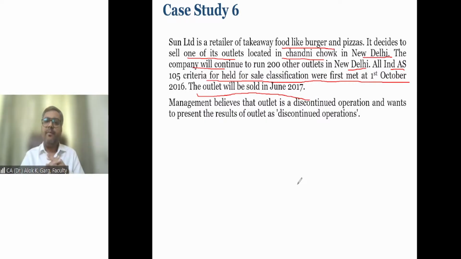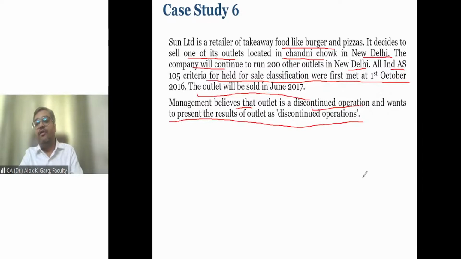See, this company wants to sell one of the outlets. They have 200 more outlets in New Delhi, right? And they want to sell this outlet. So of course, the held for sale criteria is met. The outlet will be sold in June 2017. They have entered into an agreement. Management believes that the outlet is a discontinued operation and wants to present the results of the outlet as a discontinued operation. Please tell me whether the contention of the management is right.